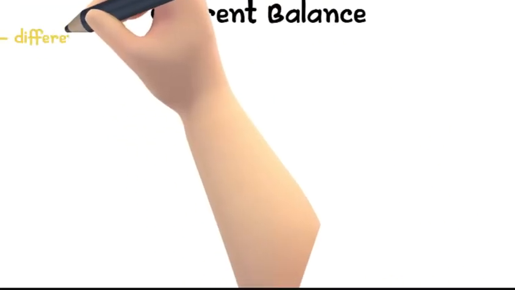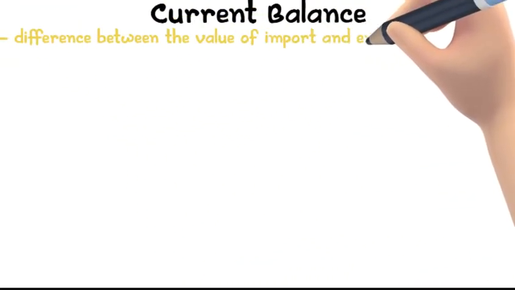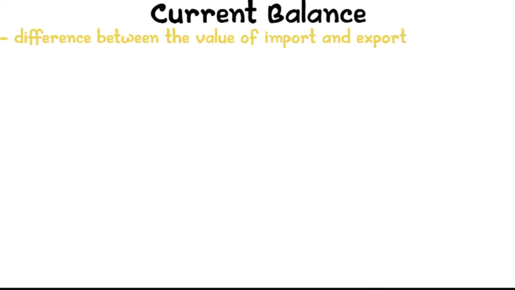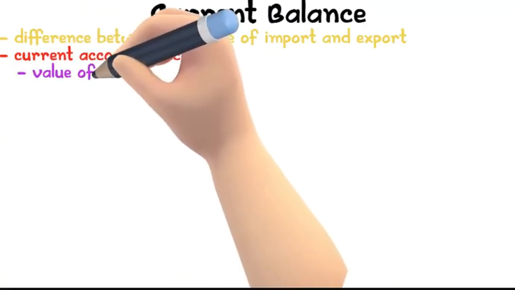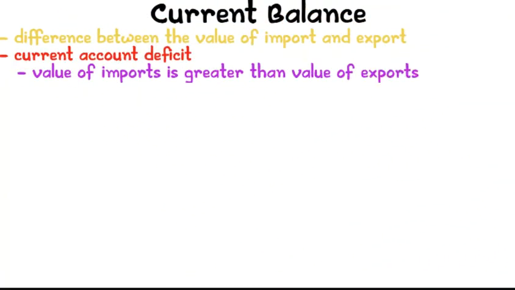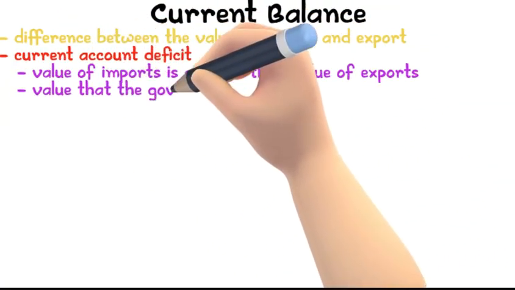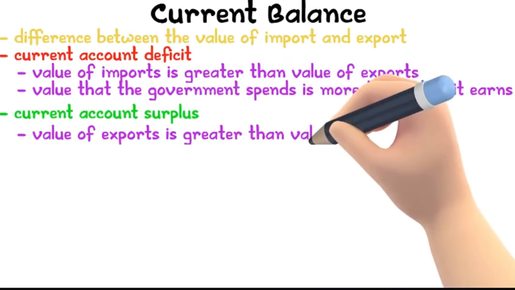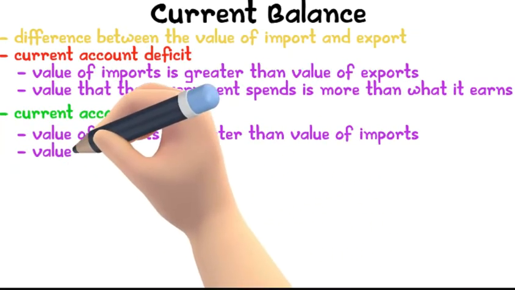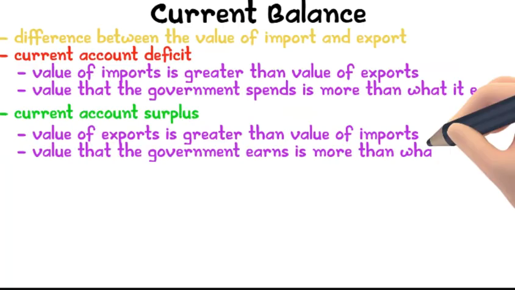Deficits and surpluses in the current account. The difference between the value of imports and exports is called the current balance. There are two types of current balance. Current account deficit is when the value of imports is greater than the value of exports. This is bad since the value the government spends is more than what it earns. Current account surplus is when the value of exports is greater than the value of imports. This is good because the nation is earning more than what it is spending.